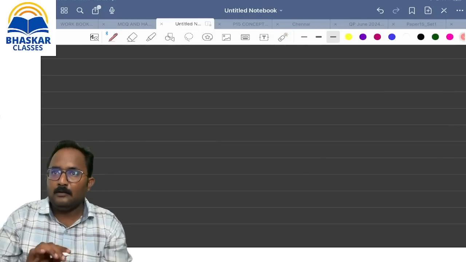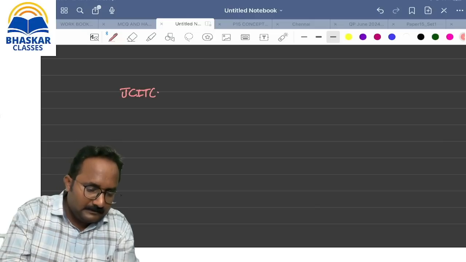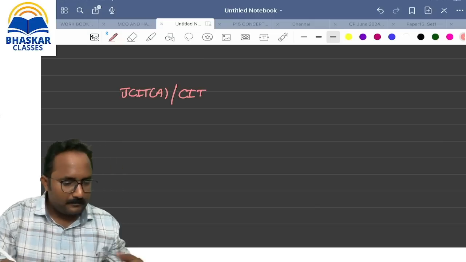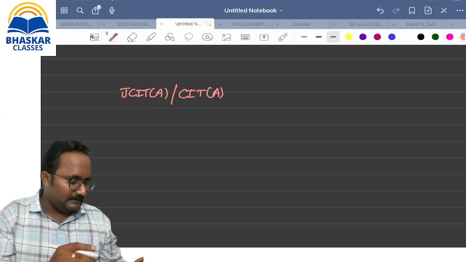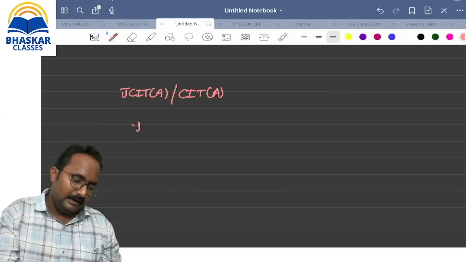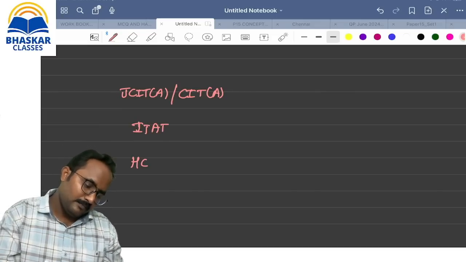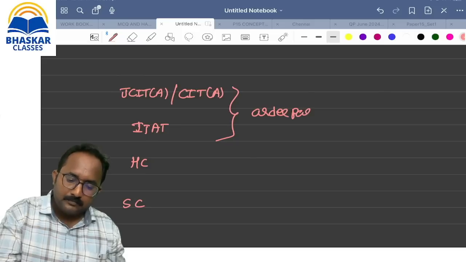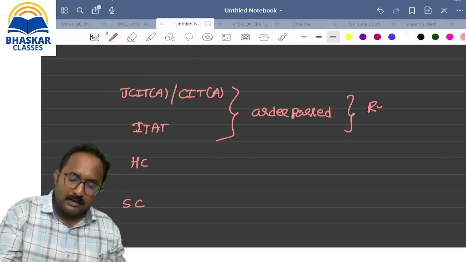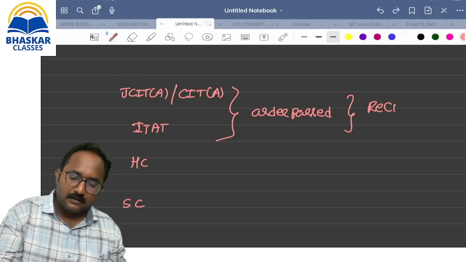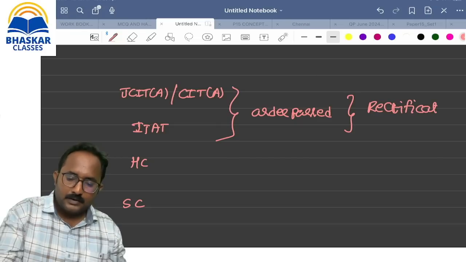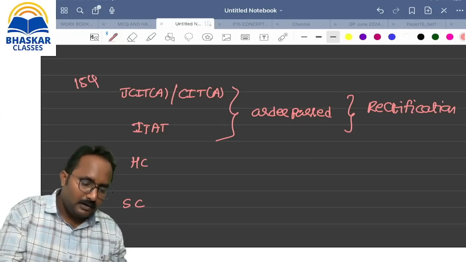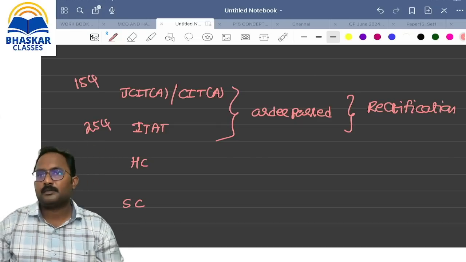How many appellate authorities are there? 4, right? Can you tell me? JCIT appeals or CIT appeals. Next one, ITAT, High Court. If any order is passed by them, that can only be what? Rectified. I think you know the sections also, the rectification sections. So here, rectification under section 154, here rectification under section 254.